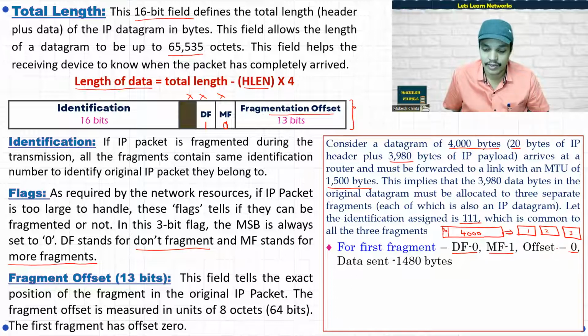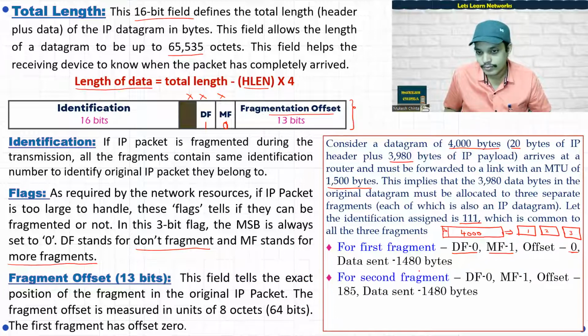What about the second and third one? For the second one, we have the same DF as 0. We are showing MF as 1, which means I'm telling the receiver there's something else coming. More fragments are coming, so wait for it. For this, the offset is 185. Where did I get this 185 from?